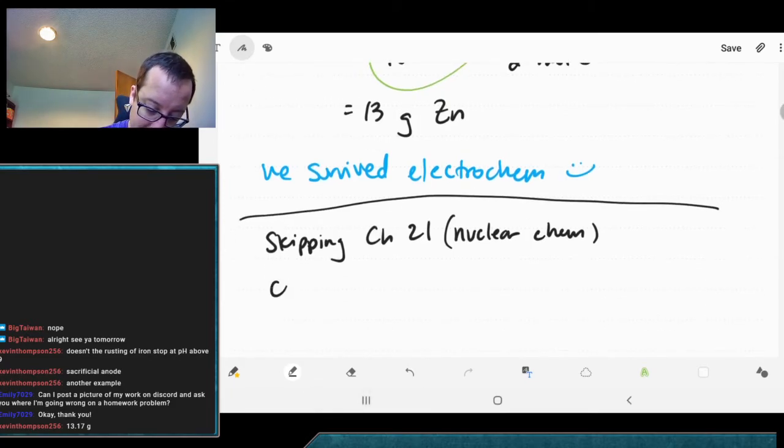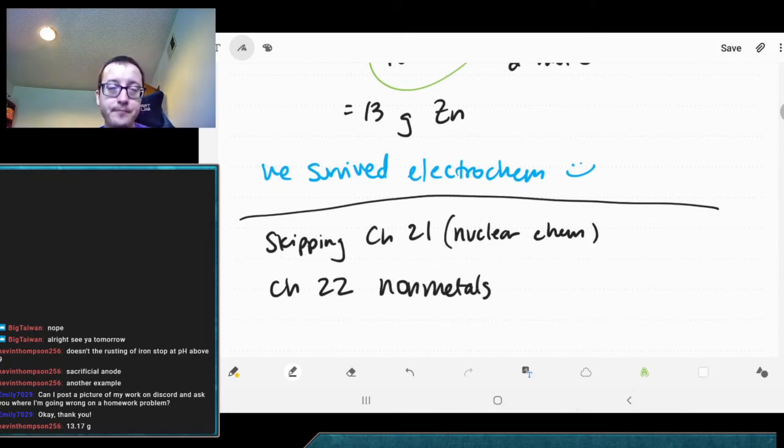So we are now on to chapter 22, which is on nonmetals. If we look at what we've studied so far in general chemistry, we've looked at quite a bit, right? We've talked about so many things with different compounds reacting together. We've looked at delta H, delta G, delta S, all sorts of things, mostly looking at compounds.